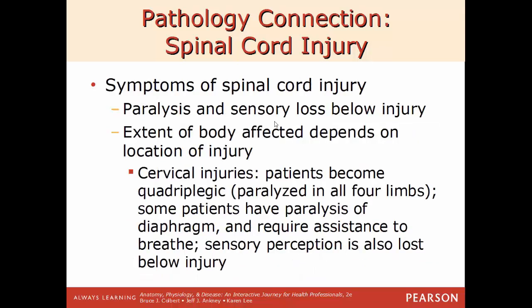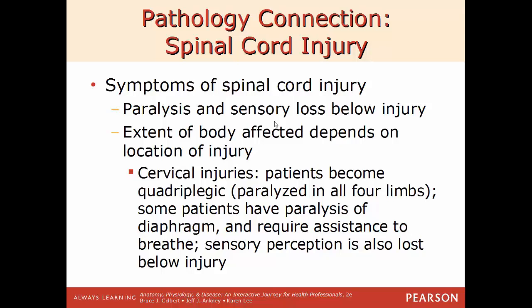Some symptoms of spinal cord injury: paralysis or sensory loss below the injury. The extent of the body affected depends on the location of the injury. So for those people that have damage in the cervical region of the spinal cord, patients will become quadriplegics. That means they are paralyzed in all four limbs.